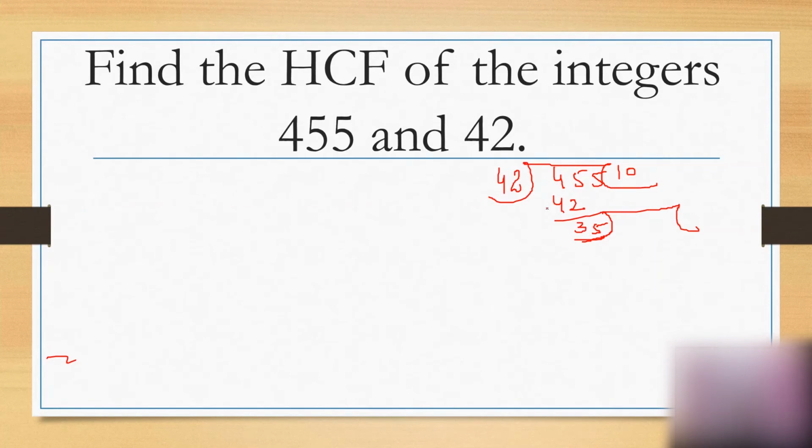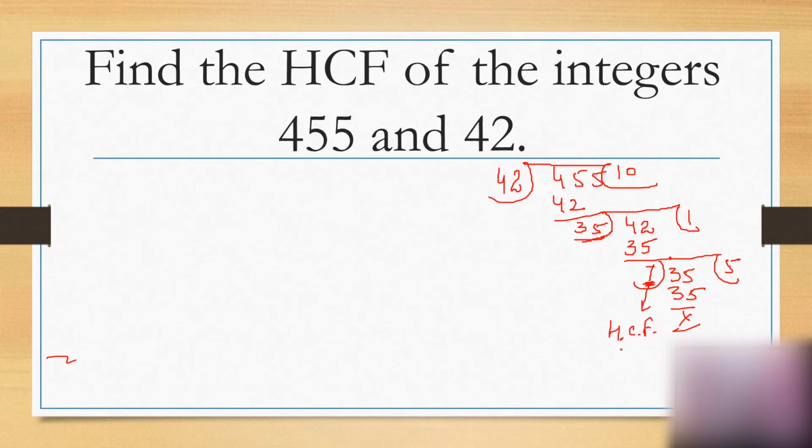The remainder is to be considered as divisor, and the previous divisor has to be considered as dividend. This 42 will come here. Now again we have to divide. 35 ones are 35 and the remainder is 7. Still the remainder is not equal to 0, so the process will be repeated. Now 35 will be dividend and 7 will become divisor. Yes, now it is completely divisible and the remainder is 0. Therefore, the last divisor is your HCF. Now, how can we write this in the way of Euclid division lemma?